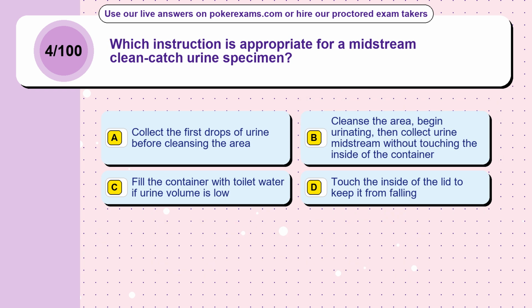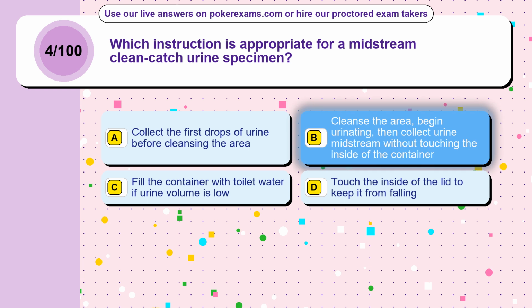Question 4. Which instruction is appropriate for a midstream clean catch urine specimen? Option A. Collect the first drops of urine before cleansing the area. Option B. Cleanse the area, begin urinating, then collect urine midstream without touching the inside of the container. Option C. Fill the container with toilet water if urine volume is low. Option D. Touch the inside of the lid to keep it from falling.